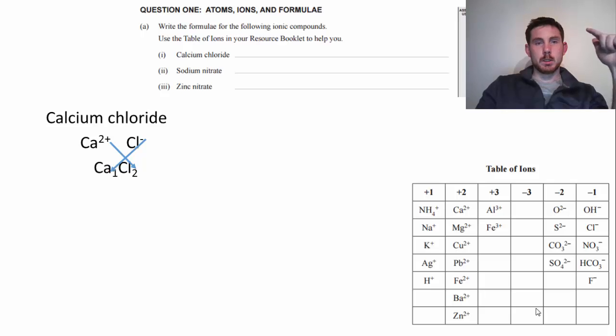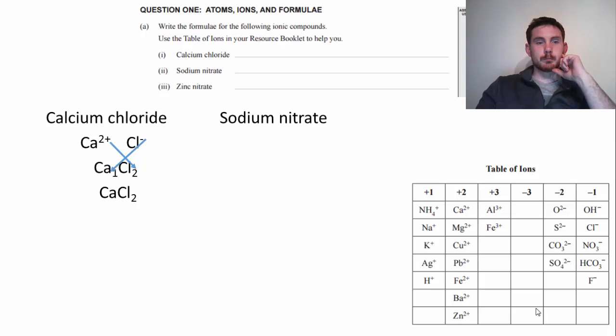And so the value of 2 from the charge on the calcium ion goes down to the bottom right hand side of chlorine, and the value of 1, since chlorine has a single negative charge, goes down to the right hand side of the calcium. And when we have a 1, we ignore it, and so we just write CaCl2 as calcium chloride.